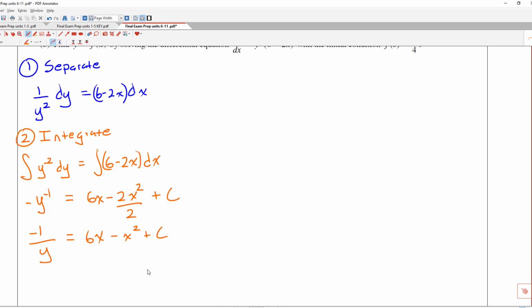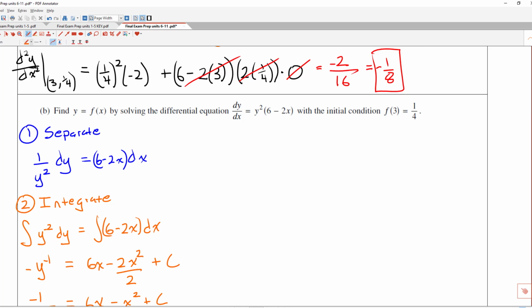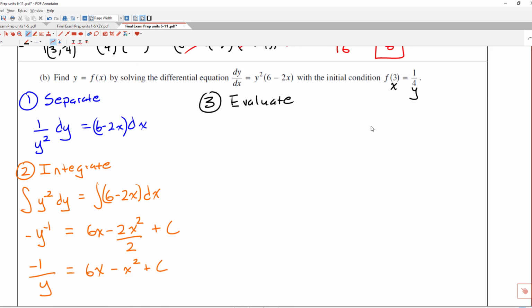So far so good. Let's do step number 3, changing colors yet again. So 3 is to evaluate, or plug in. Our x coordinate is 3, our y coordinate is 1/4, just like we were doing in part A. So I'm plugging into this equation right here, right? So I have -1 over y, where y is supposed to be 1/4, and that's going to be equal to 6 times 3 minus the quantity of 3 squared plus c. As soon as you do that step, you get your point on the AP test.